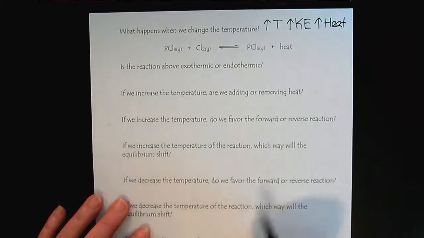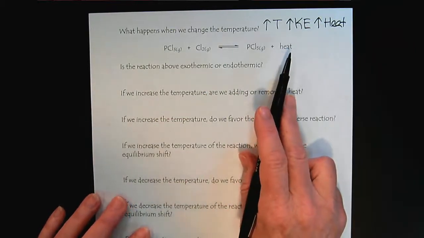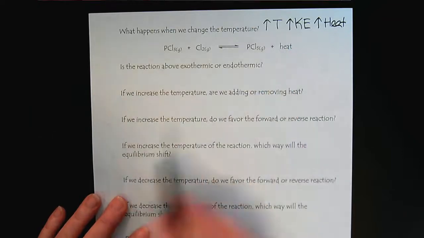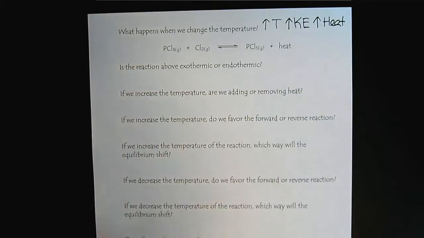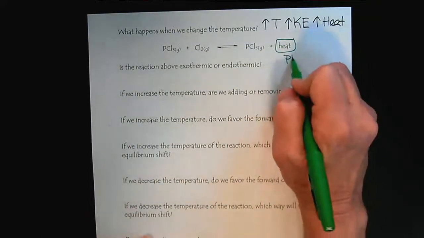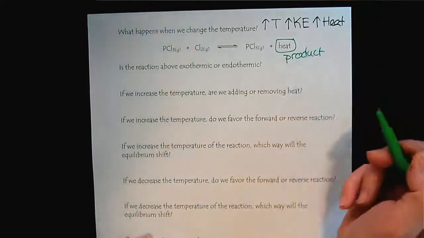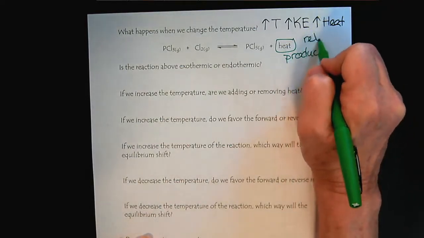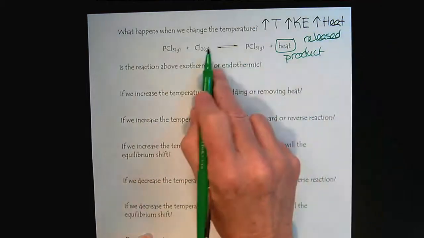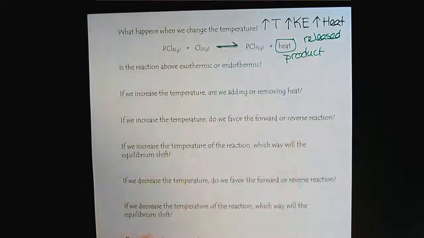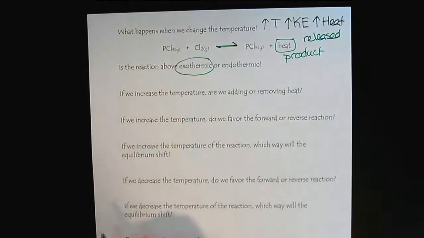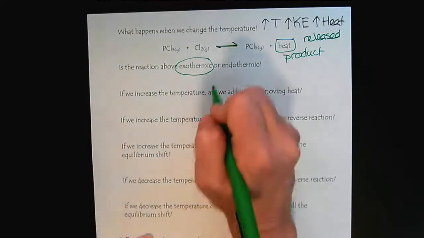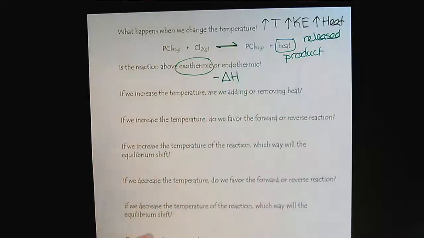So now that we've had a review of the kinetic theory of matter and energy, let's look at our reaction, and we notice heat is a product. We would say that heat is released by this reaction when it goes in the forward direction. So, does that mean this reaction is endothermic or exothermic? Definitely exothermic. And if we had to assign a value to the reaction enthalpy, we would put a minus delta H.